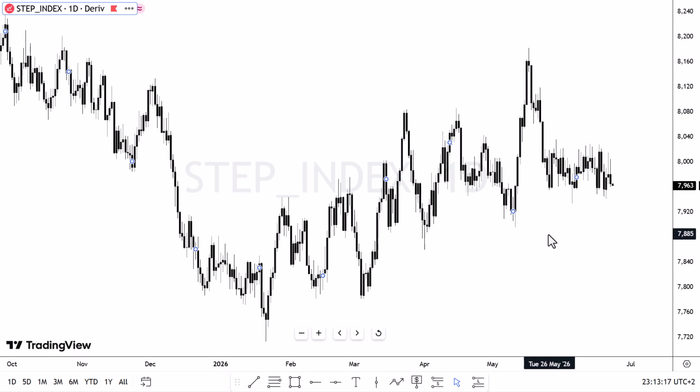First of all, what I want to talk about is TradingView. This is what we're looking at. Hey, TradingView and Deriv, they have cooked. They have cooked here, my guy. So we're looking at the TradingView platform. It has Step Index on a daily time frame, as you can see here.